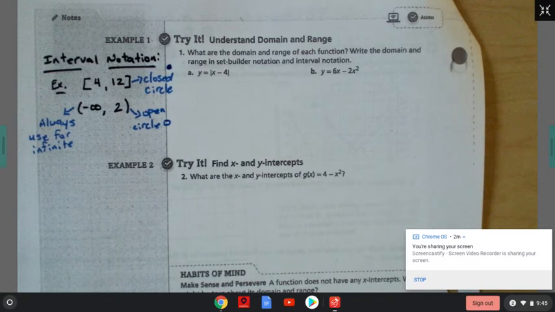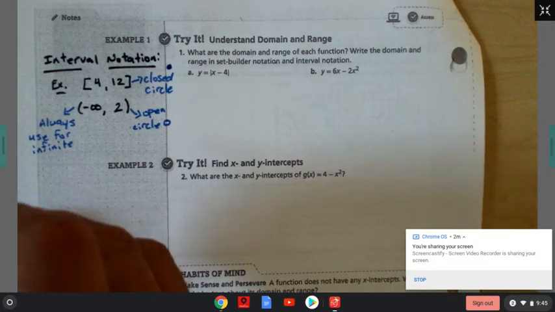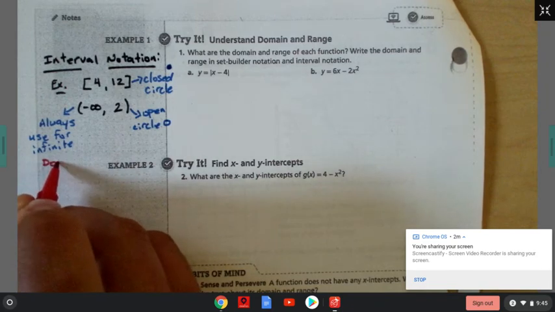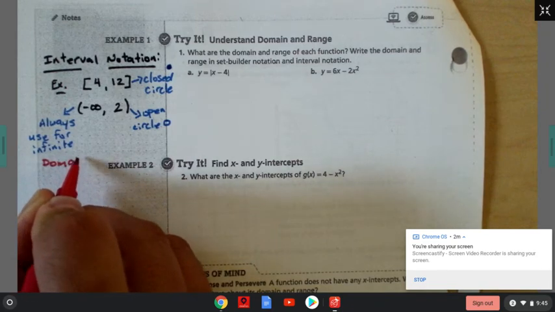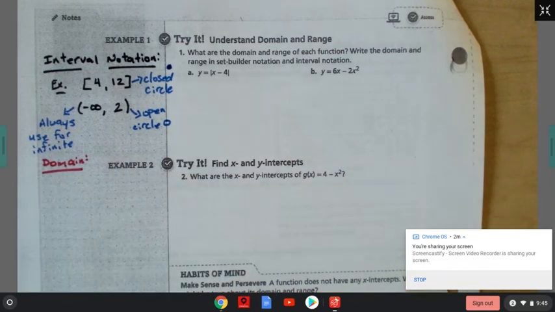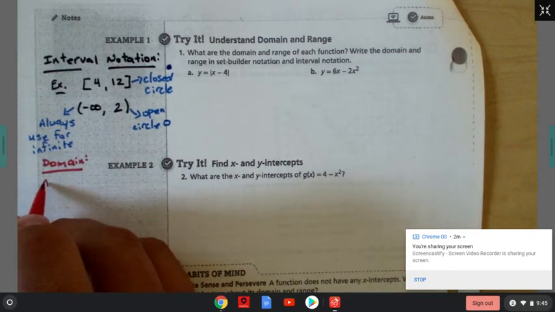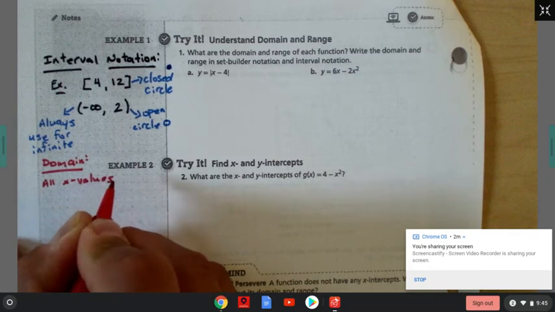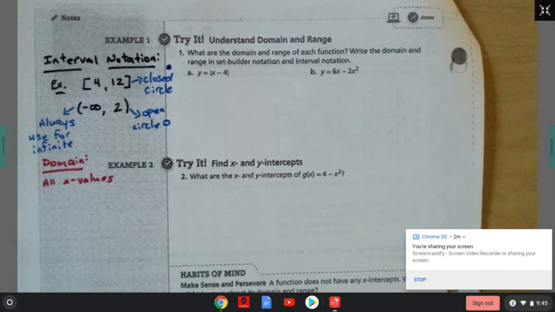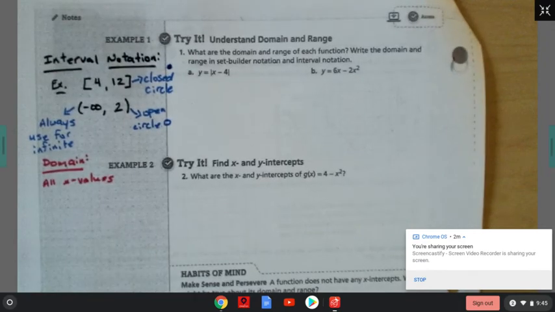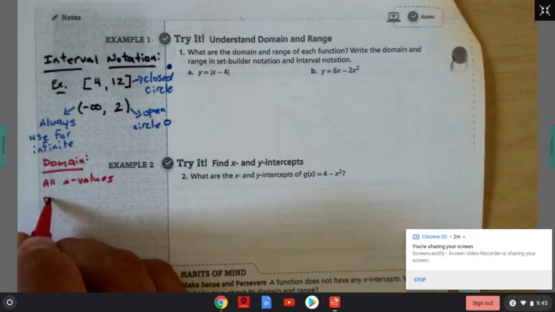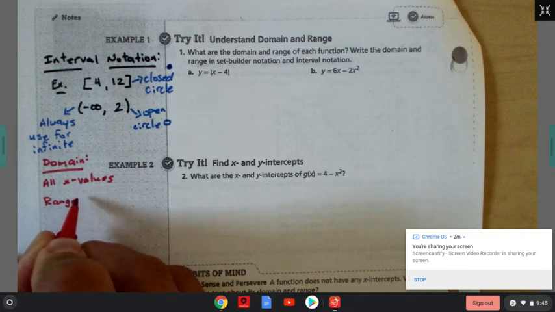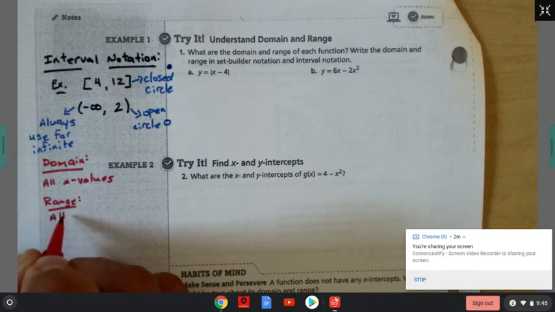All right, the second thing we are going to talk about is what we call domain and range. So domain, which I hope all of you remember because I know you did it in Algebra 1, you probably did it in Geometry too. Domain is all the x values of the function that we are working with, the function or the graph or whatever it might be, all of the x values. And the range is all the y values.